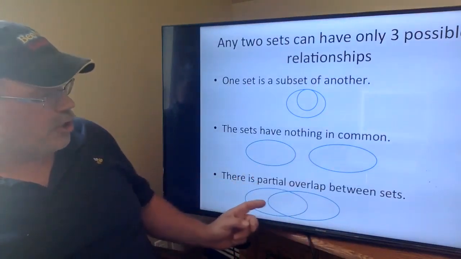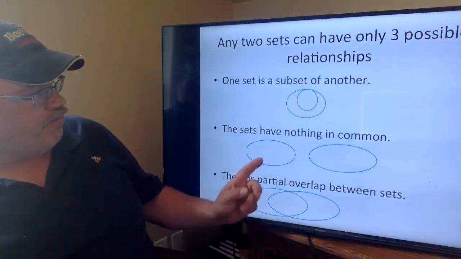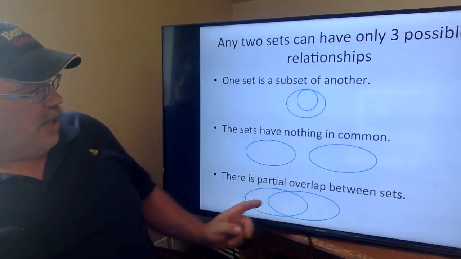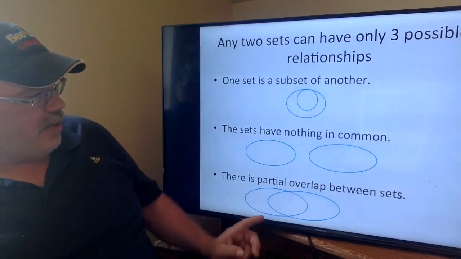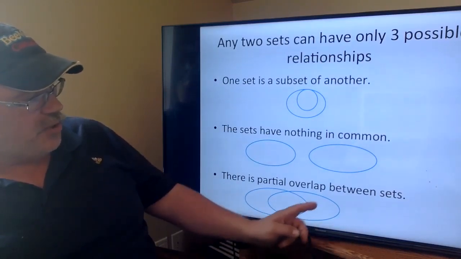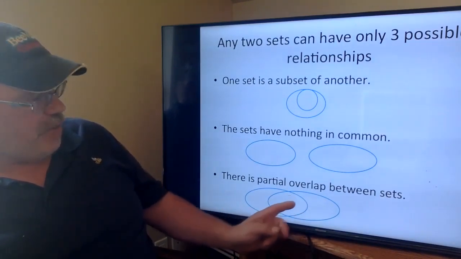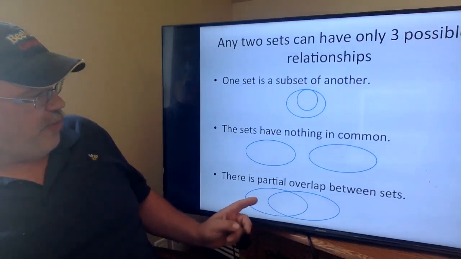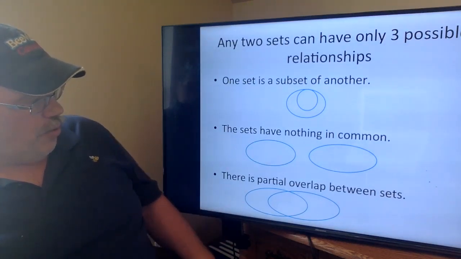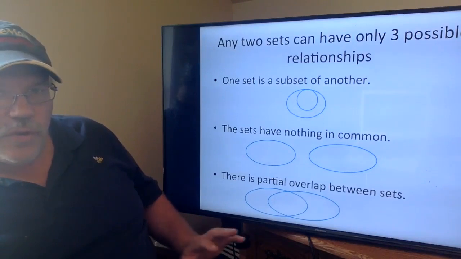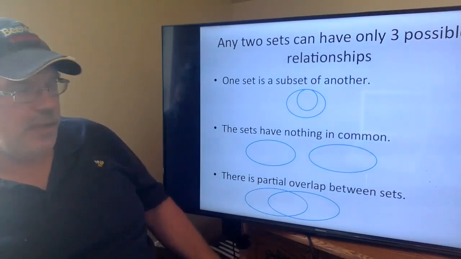And then you can have partial overlap, where you might have, let's say, female students and students in philosophy 1290. Then you would have some students that are not a member of my class. They're over here. Some students are both female students and members of my class. And there are some female students that are not members of my class. Those are the basic set relationships represented visually.